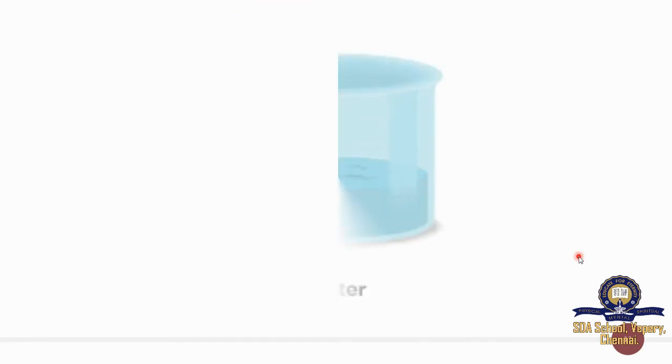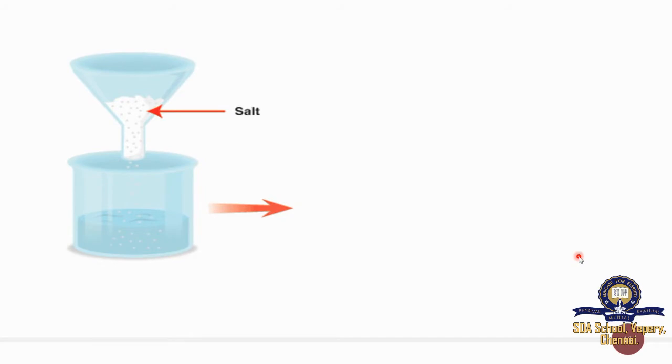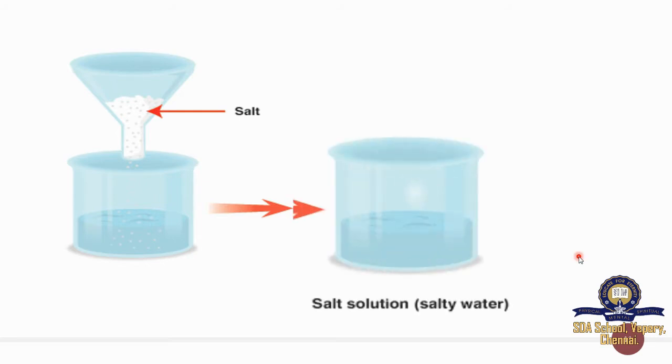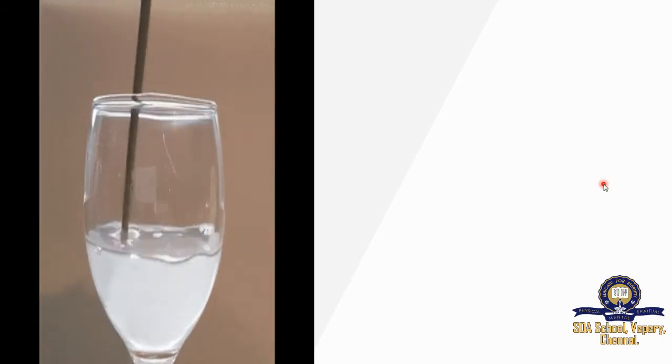In the first class, what was the procedure done? We took water and added salt to it, and it was allowed to stir well. Thus salt nicely dissolves in water and the final product was a salt solution, which is salty water. So let's take the first glass, which is the mixture of salt and water. In the salt solution, we get a clear solution, right?